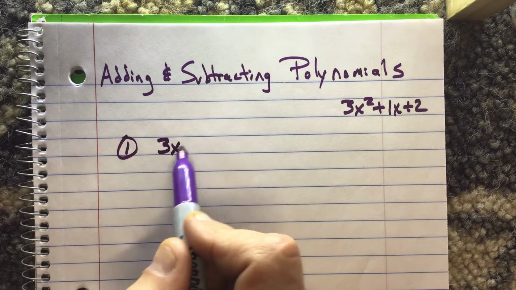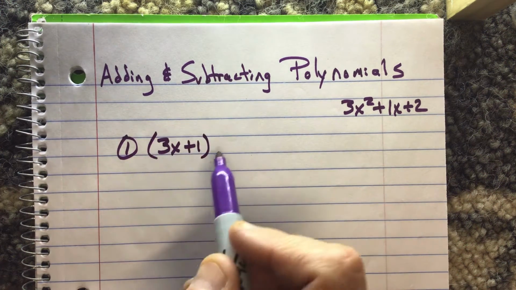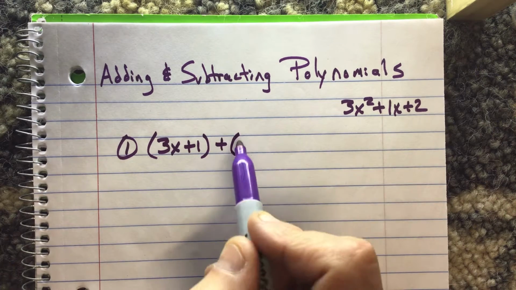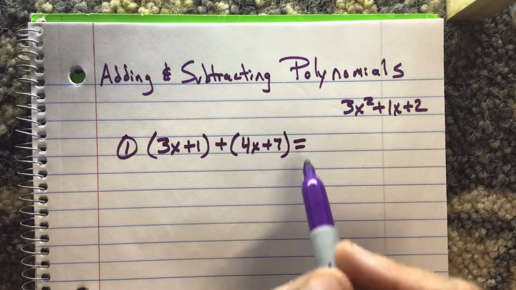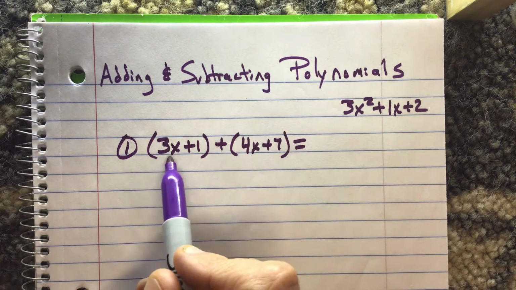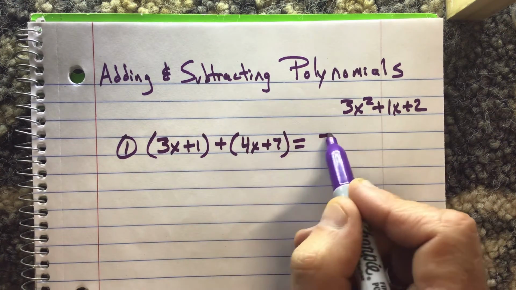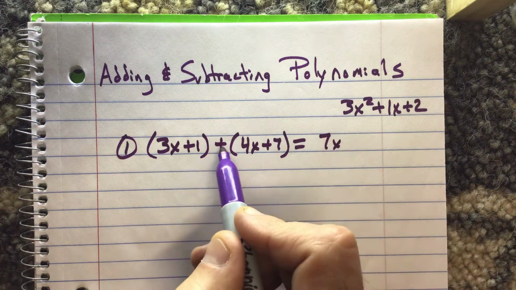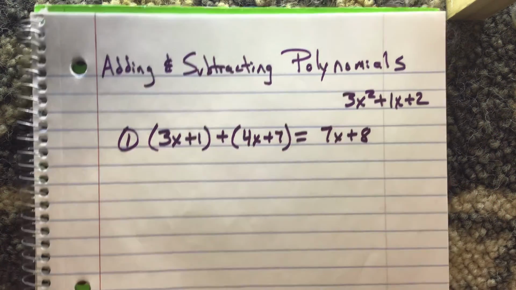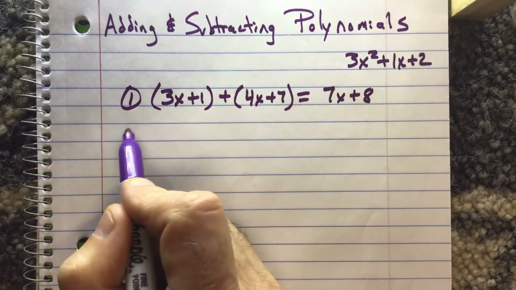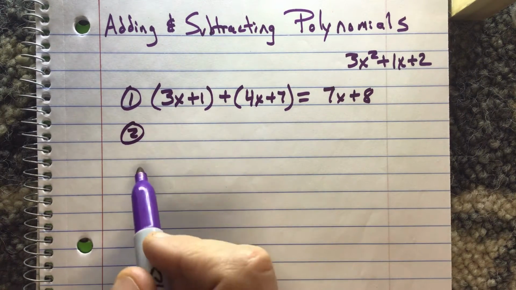Something like this, 3x plus 1, that's a polynomial, plus another polynomial, 4x plus 7, and all it really is just adding like terms. So the 3x plus the 4x is 7x, and 1 plus 7 is 8. So that's pretty simple. I'm going to do a few just to show you subtracting and what happens there.